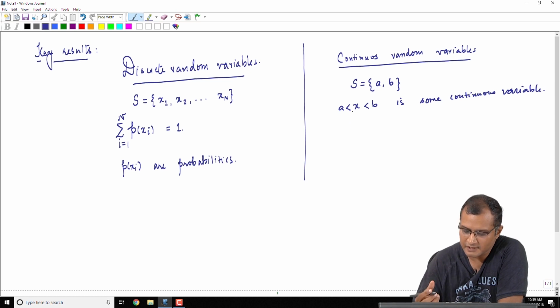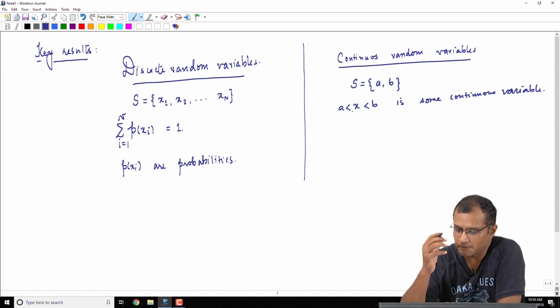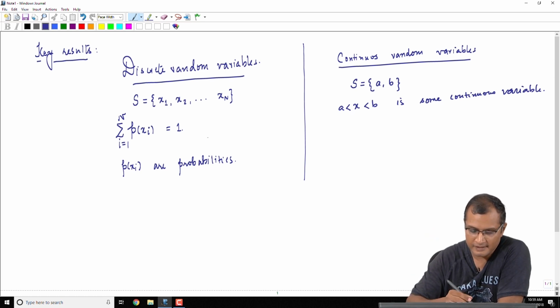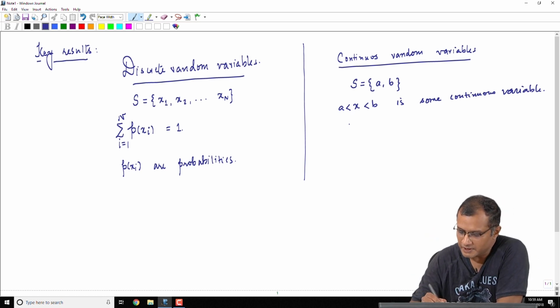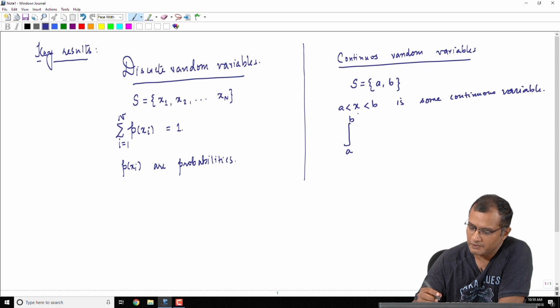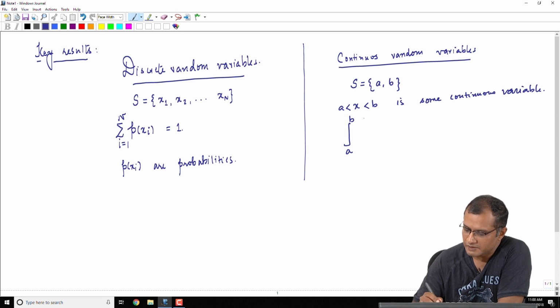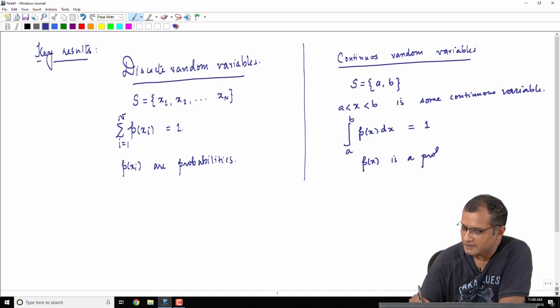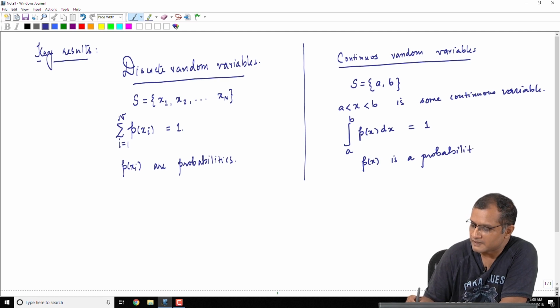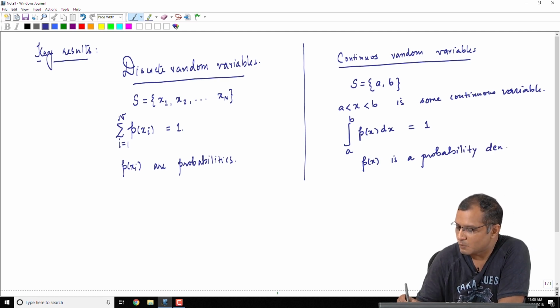and in that case, to say that the probabilities are properly normalized, the equation that I have written on the left becomes an integral, where the lower limit is the lower limit of the random variable, a, and the upper limit is the upper limit of the interval, which is b, p of x dx, and this is 1. Okay. Here p of x is not probability, but is a probability density function. So, this is the difference. This is now a dimensional quantity.